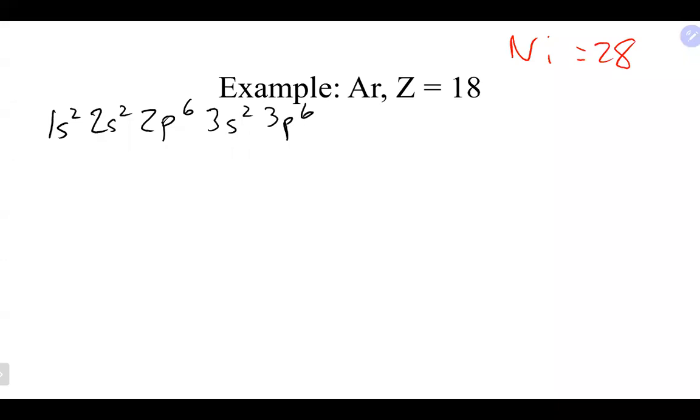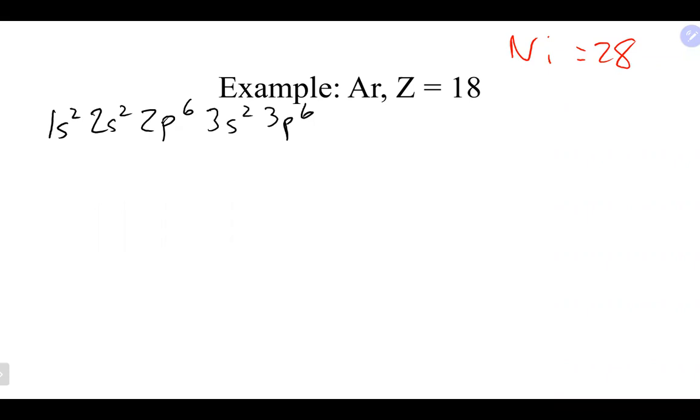In this case, we have 8 electrons on the third energy level, right? 2 in the s and 6 in the p. We also have 8 electrons on the second energy level, and we got 2 electrons on the first energy level. Any question on that configuration there?